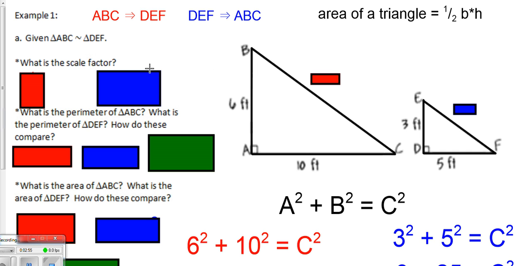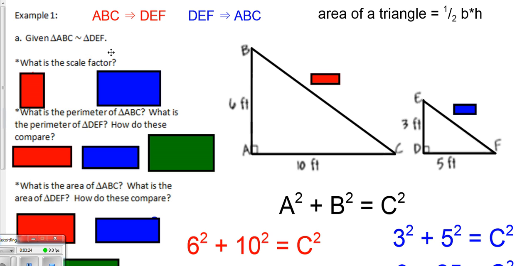So let's look at a couple example problems here. First off, before we get going, the area of a triangle is going to be 1/2 base times the height. That should be a review, but we're going to use that while we're looking at these triangles. So for example 1, we're given that triangle ABC is similar to DEF. So these are similar triangles. They're not congruent, they're not the exact same, but they are similar.